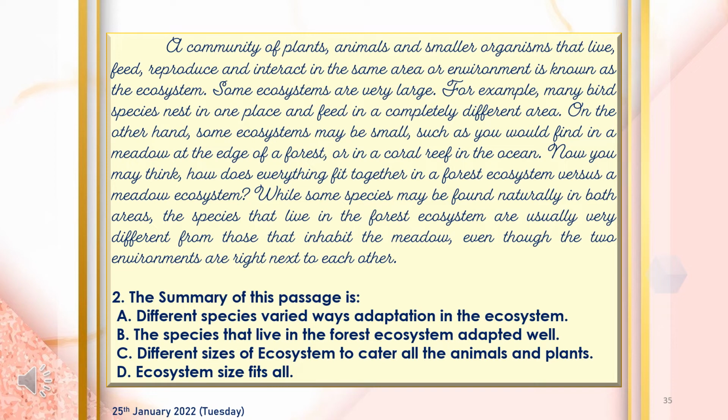2. The summary of this passage is: A. Different species varied ways of adaptation in the ecosystem. B. The species that live in the forest ecosystem adapted well. C. Different sizes of ecosystem to cater to all the animals and plants. D. Ecosystem size fits all.